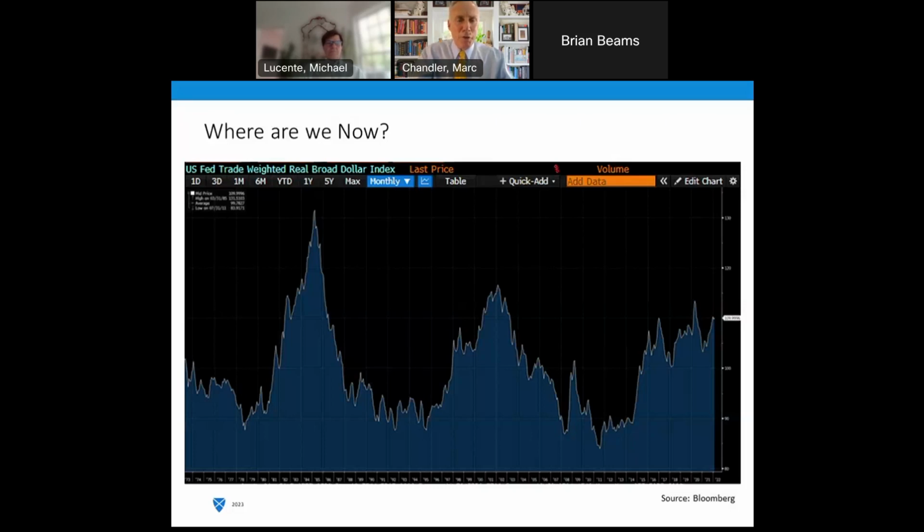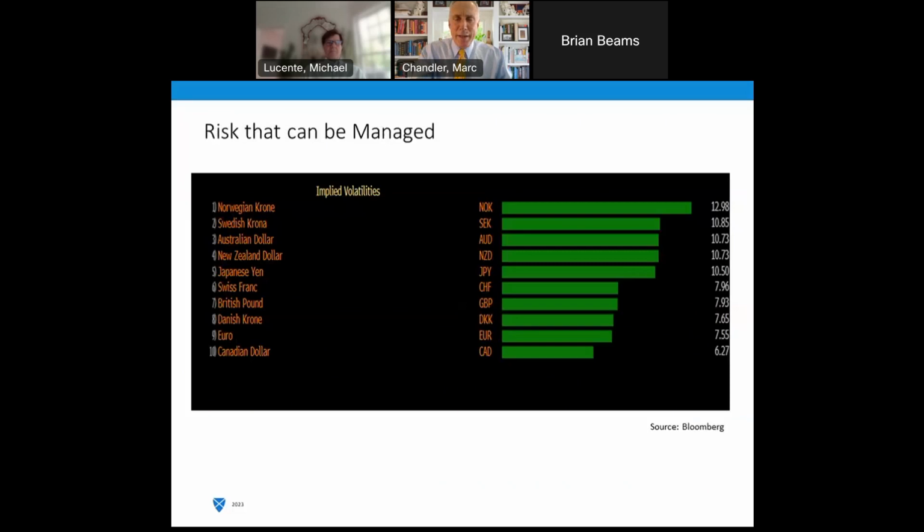That's what we call the real broad trade-weighted dollar that central banks, the Federal Reserve, and investors use to have a gauge about the real change in the dollar when you adjust it for inflation. Maybe we could have that last slide. And this is to try to put it in context for you.